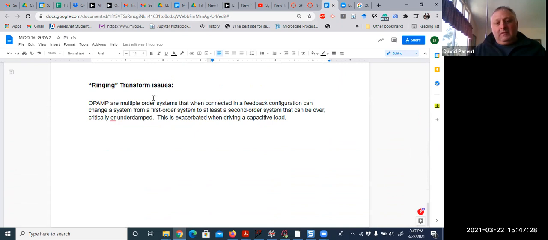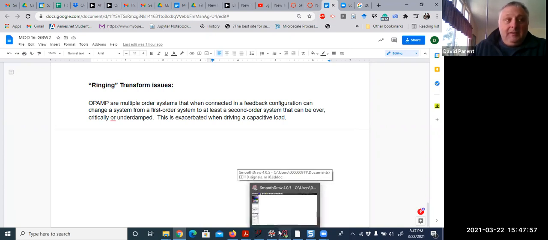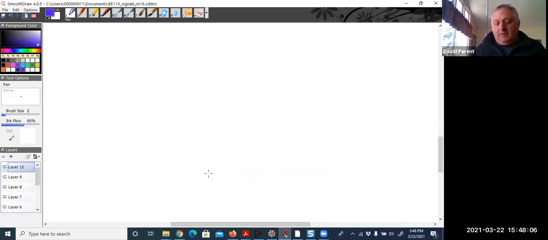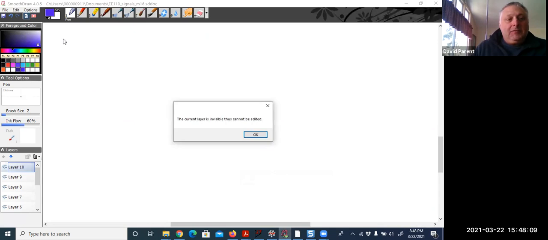Now, the other issue that we're about to talk about is that the op amp can turn into a second order underdamped system, even though you start off with an op amp that's clearly second order overdamped. All right.